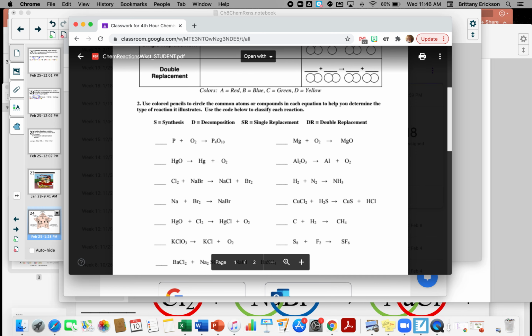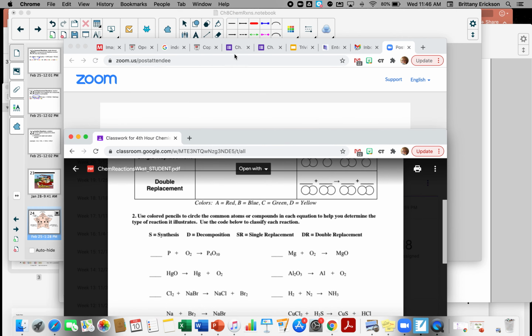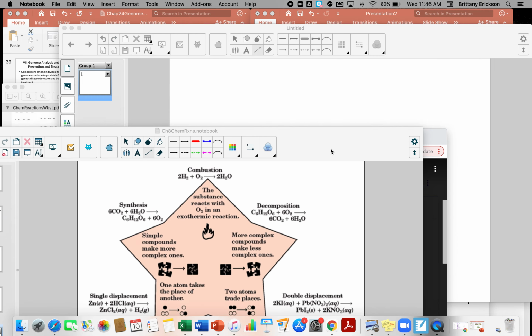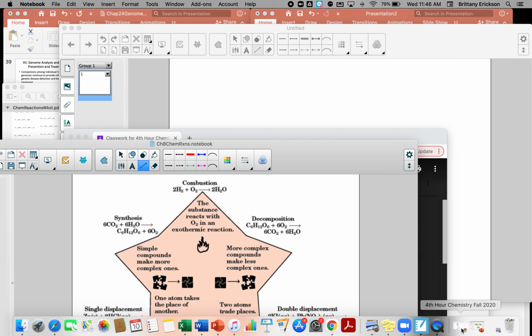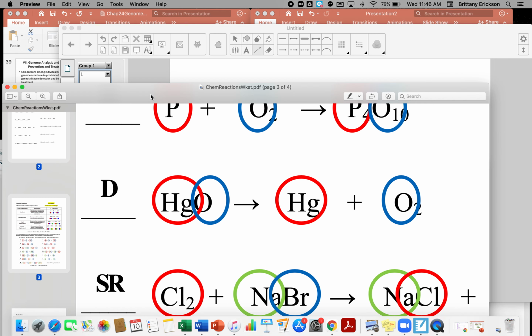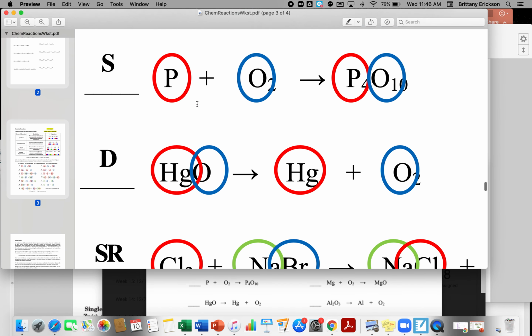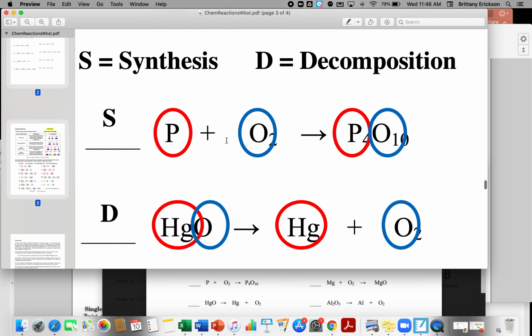So I'm going to show you a snippet of my key just so you can see what I mean by that. My key is somewhere. No, that's not it. Good gravy. I have too many. Here it is. Okay, so this is the first three. So here we have P plus O2 equals P4O5. So this is A plus B equals AB. So you color code it. You can just highlight it in Google Classroom. You don't need to draw circles, but it's a synthesis reaction, so you put an S.